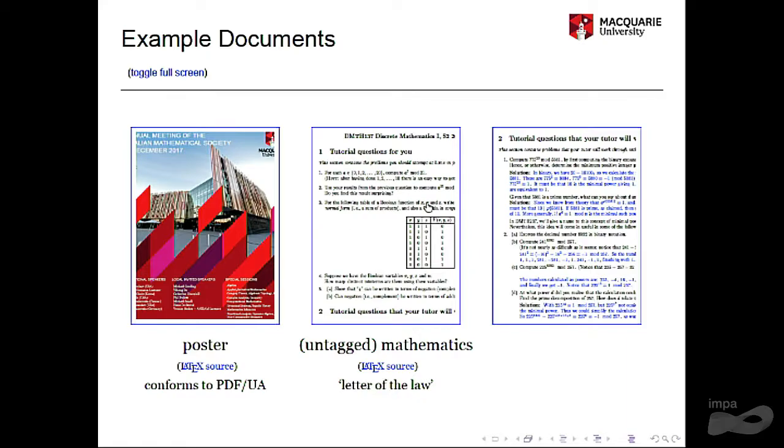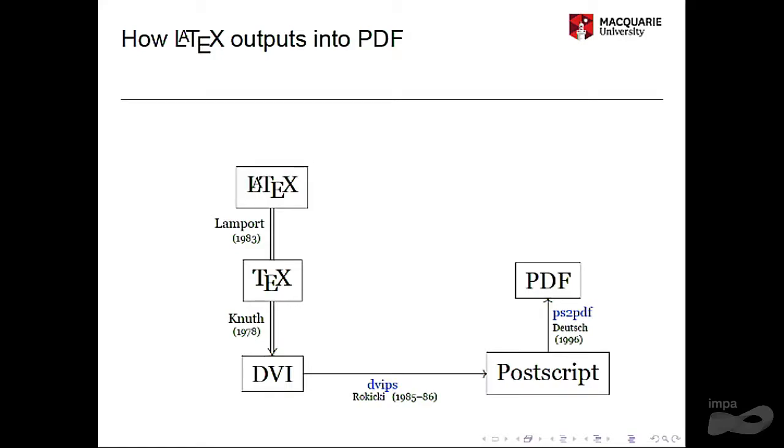This one is satisfying the letter of the law for what should be in an accessible document when it declares itself to be accessible, but in fact it wasn't satisfying the spirit of the law, whereas this one is. All of the maths is tagged individually. That's why I like to look at those two examples.